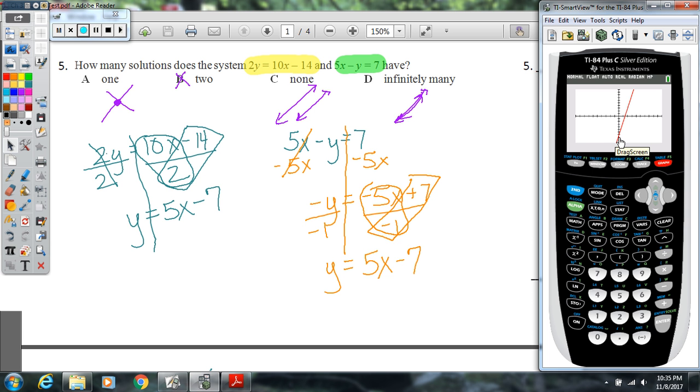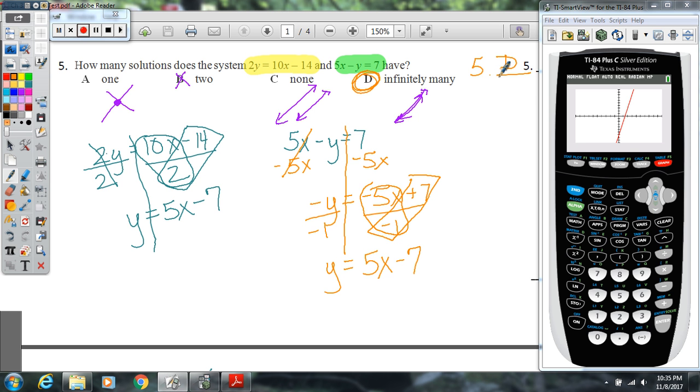Well, guys, it's only one line. They're on top of each other. So it's going to be this infinitely many solutions. So over here on the blank for number 5, you're going to put letter D because it's going to have a ton of answers. Every point on that line is going to be a point where the two lines overlap or intersect.